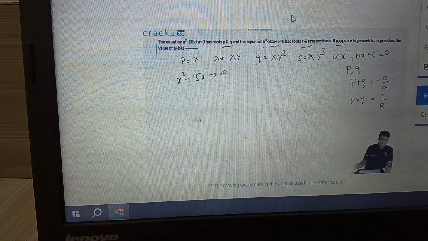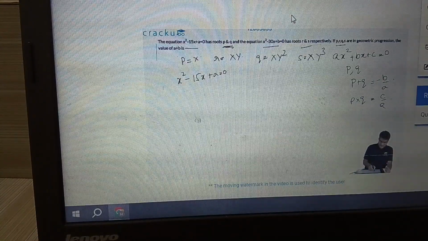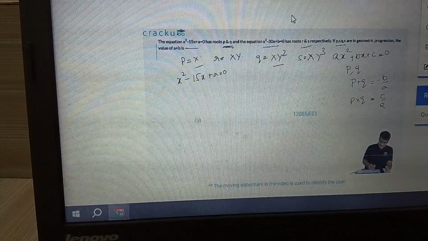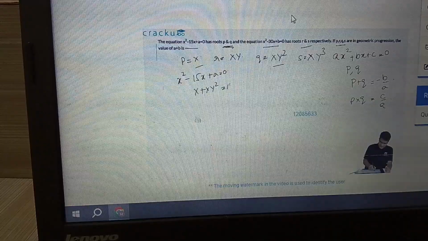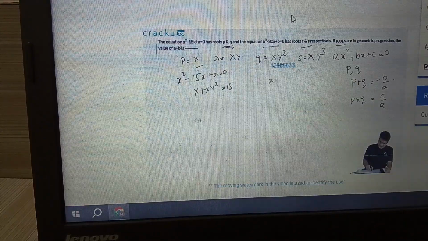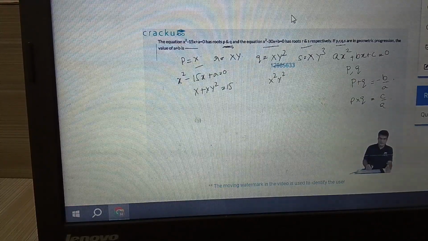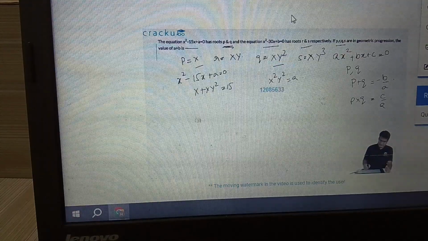Now if you are looking at the first quadratic equation, which is x squared minus 15x plus a is equal to 0, the roots of this are p and q. So the roots are x and xy squared. So x plus xy squared is equal to 15, and the value of x squared into y squared, which is the product of the roots, is equal to a.